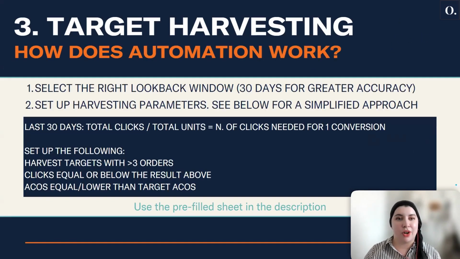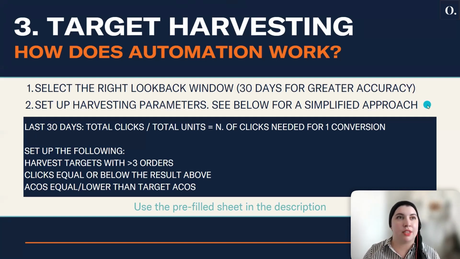So to set up your harvesting automation, the first thing you have to do is to select a good look back window. I usually go with 30 days for greater accuracy, as the attribution in 30 days will have given time to all the orders to come in, so that the AI can make a more informed decision. And in 30 days, not much will have changed. If you put, for example, a look back window of 5 to 6 months, there might be seasonality changes affecting the performance of the product. So you want to keep the look back window relatively short.